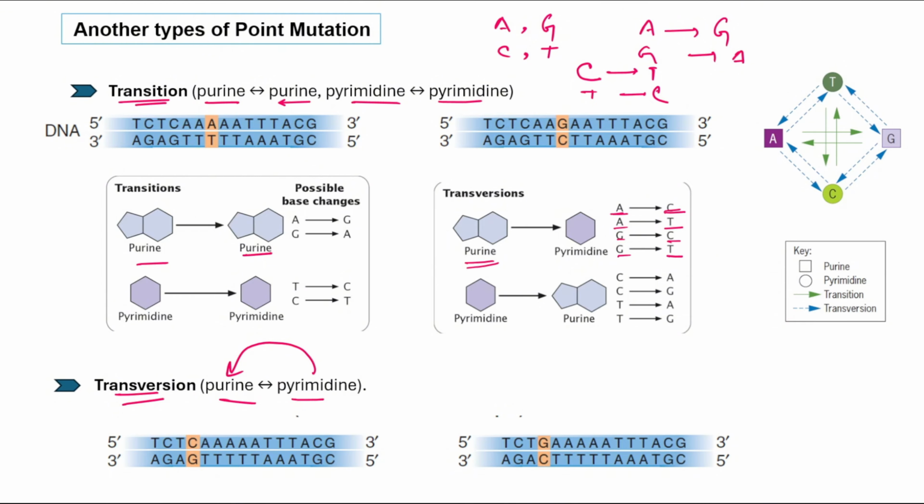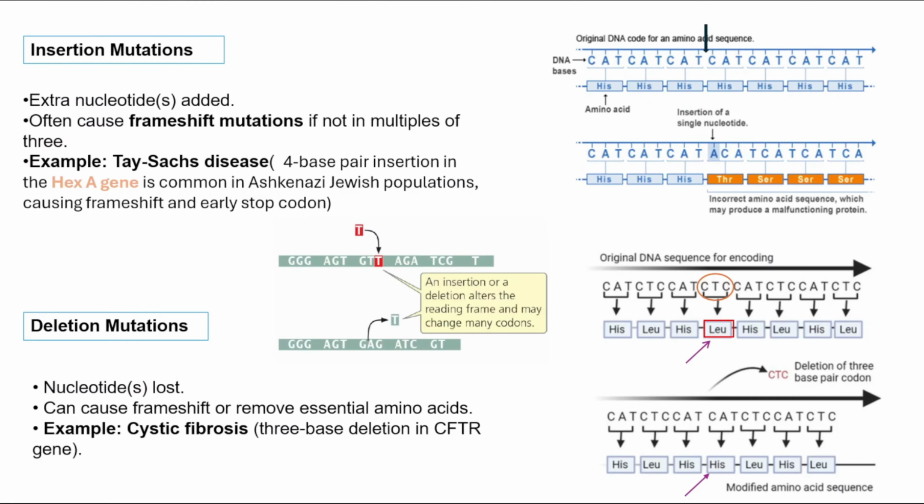Point mutations are the simplest, but insertion and deletion can be more disruptive. So what are insertion and deletion? An insertion is the addition of one or more nucleotides in the DNA sequence. This can disrupt the reading frame, leading to an abnormal protein. And deletion mutation is the removal of one or more nucleotides in a gene. So a small deletion removes one or a few nucleotides within a gene.